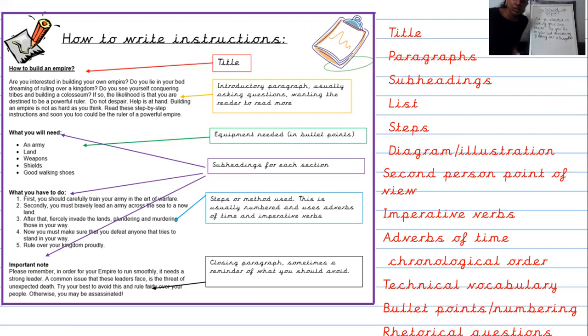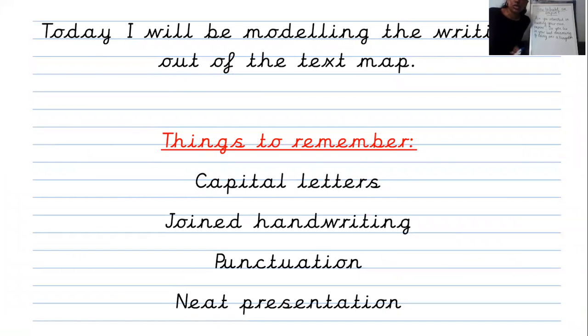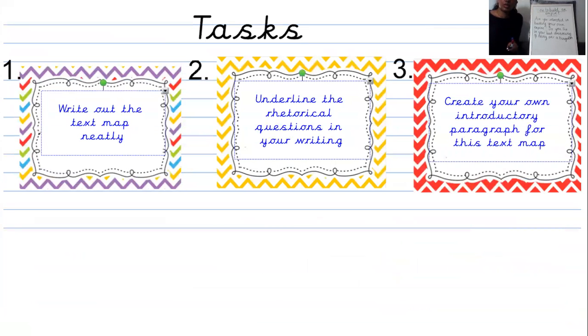Okay, that is all from me today in our lesson. Just remember the 4 things: capital letters, joined handwriting, punctuation, and neat presentation. When you finish your work, remember to proofread all of your work. I know you're not in school, so it's a little bit different, but the same expectations apply here. Make sure you're really trying your best.